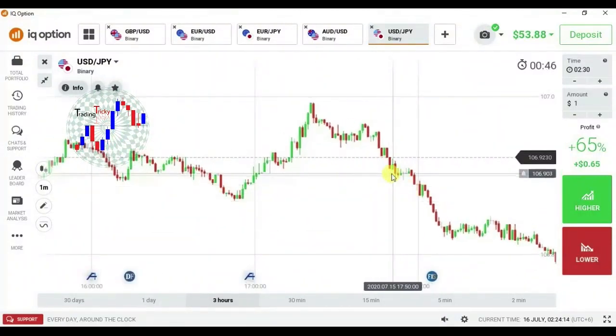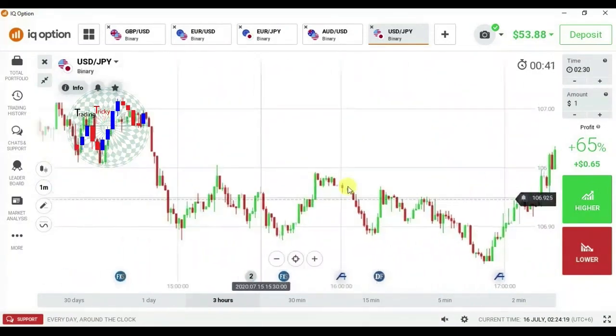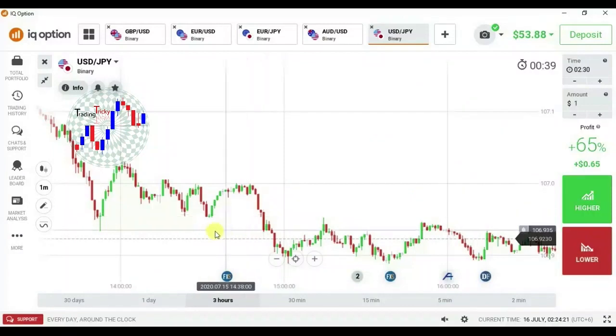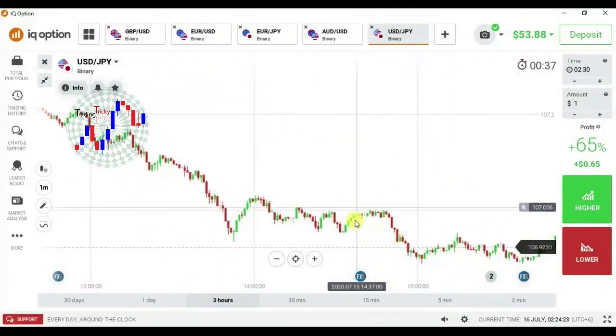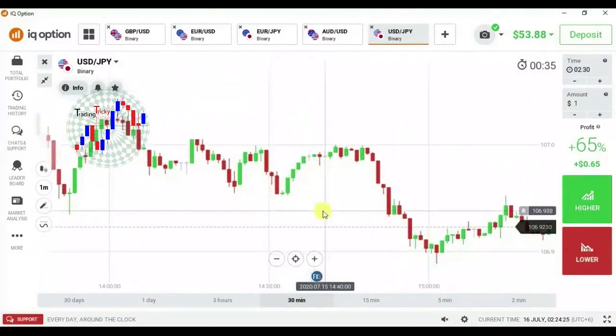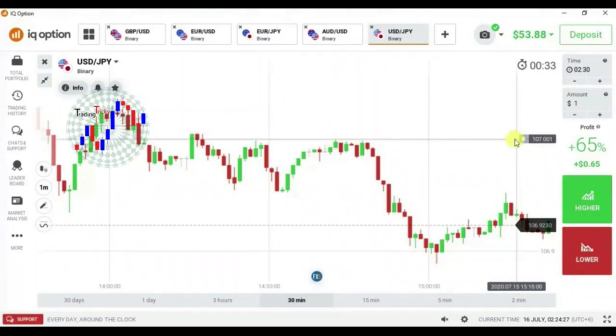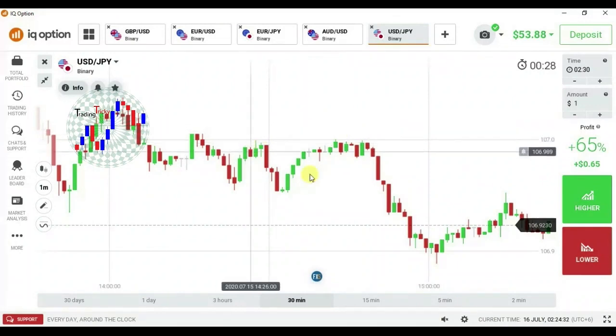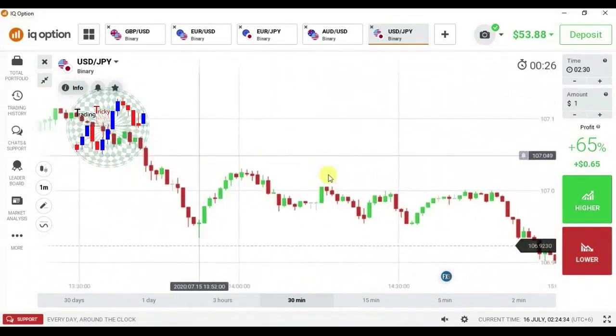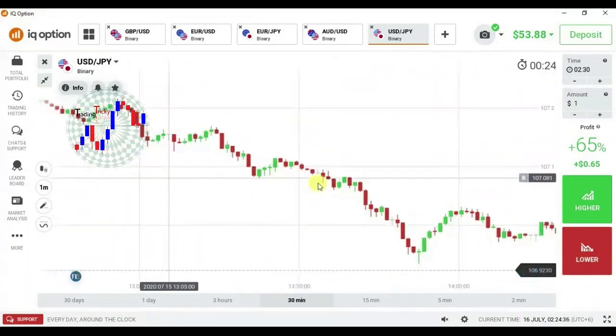See, this round number got support. Okay, so you will have thousands of examples. This round number got support. See, this is a round number, this is only 00, 000, so strong support, strong resistance here.